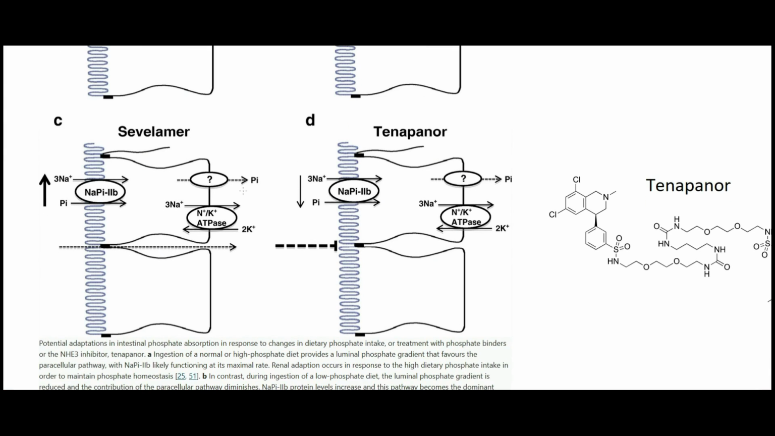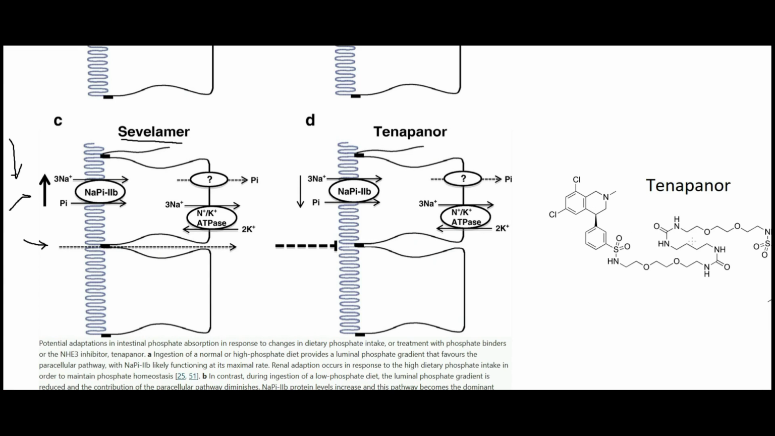So here we have these two different kinds of inhibitors. This sevelamer is actually binding to phosphate out here in the intestinal lumen. So it's binding phosphate and not allowing it to move into the cell. We can see it's not moving in through the paracellular pathway, and so that is simulating a low phosphate concentration. So we see an upregulation of this transporter here.